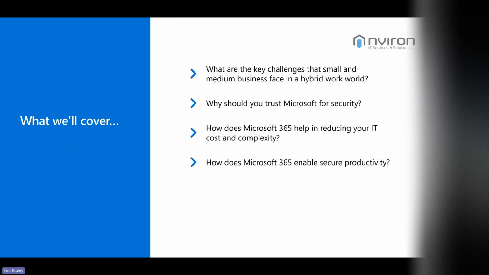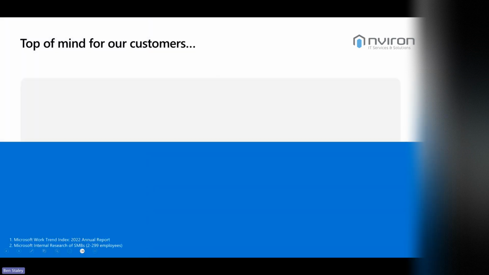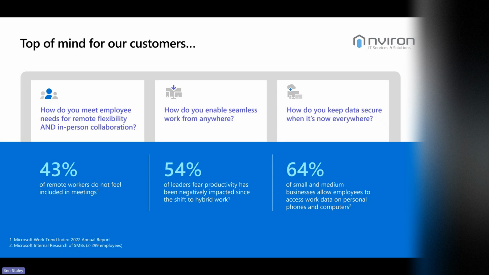The focus of today's session, the key discussion points, will be what are the key challenges that small and medium businesses face in a hybrid work world. We'll also look at why you should trust Microsoft for security, and how Microsoft 365 helps to reduce your IT costs and the overall complexities. And also, as Mike alluded to, we'll have demonstrations, so you'll be able to see how Microsoft 365 enables secure productivity. Before we do, just some background really.